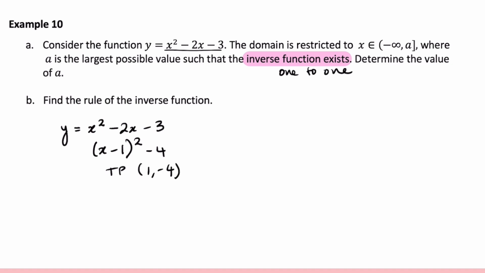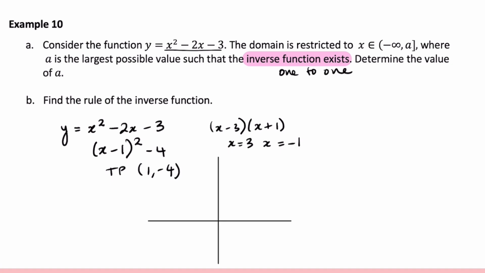If I were to factorize this to find the x-intercepts, two numbers that multiply to give negative 3 and add to give negative 2 will be negative 3 and positive 1. So my two x-intercepts will be 3 and negative 1. Now if I go ahead to sketch this function, what I can see is that there's an x-intercept at negative 1, an x-intercept at 3, and the turning point at 1 and negative 4.